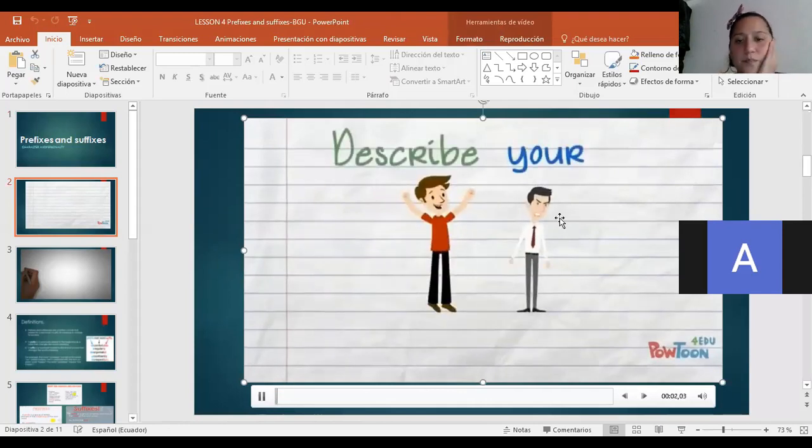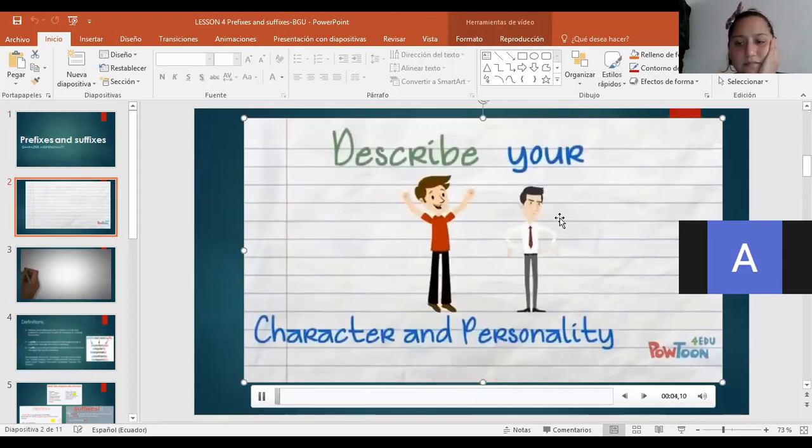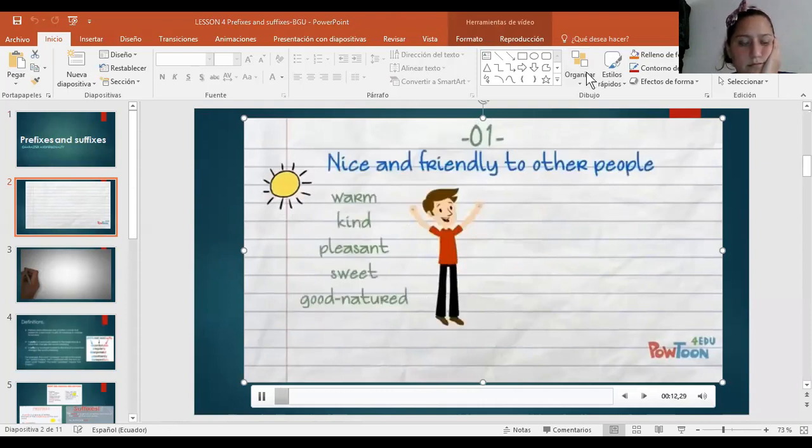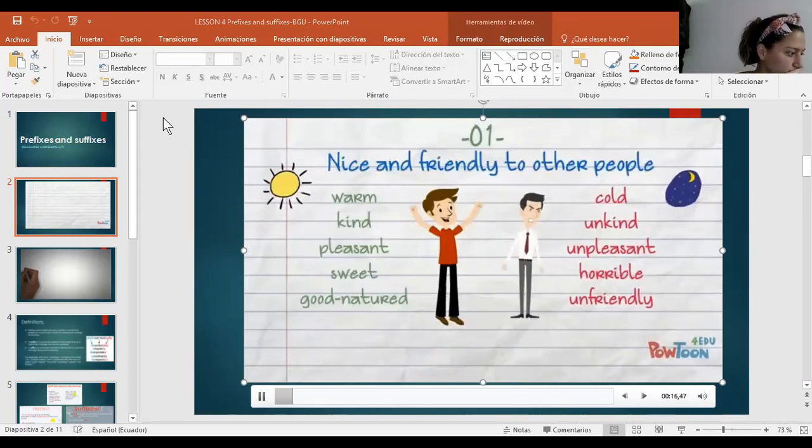Describe your character and personality. If you're nice and friendly to other people, you're warm, kind, pleasant, sweet, and good-natured. And if you're not, you're cold, unkind, unpleasant, horrible, unfriendly.